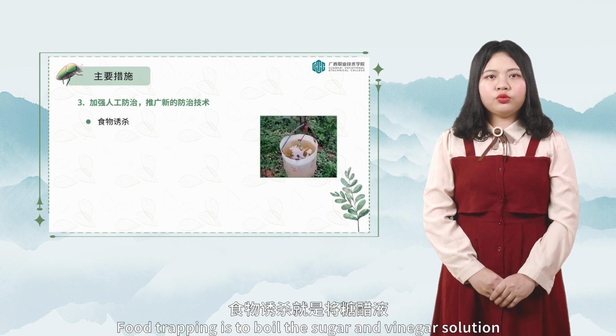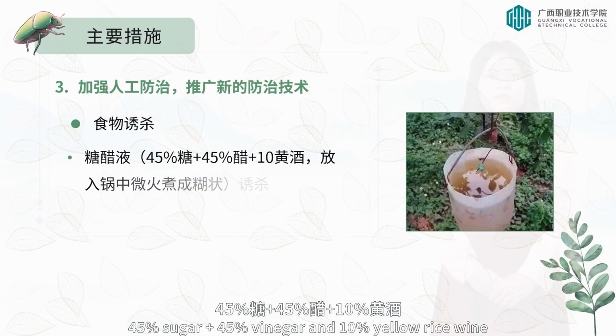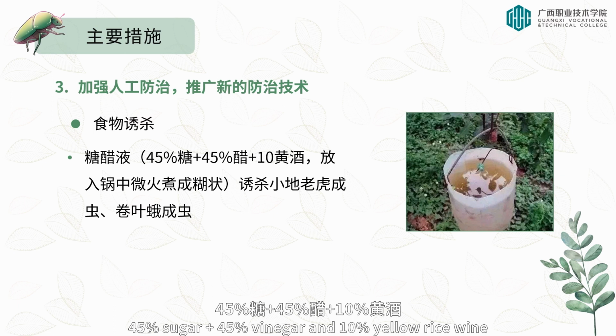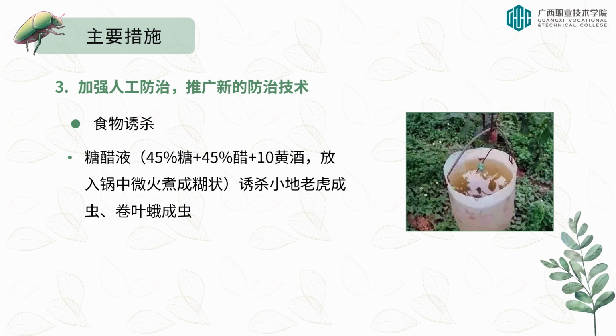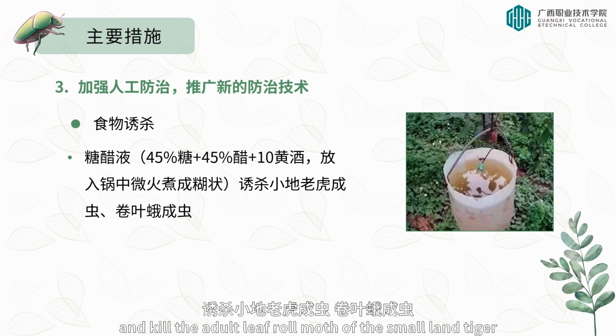Food trapping is to boil the sugar and vinegar solution, 45% sugar plus 45% vinegar and 10% yellow rice wine into a paste, to trap and kill the adult leaf roll moth of the small land tiger.